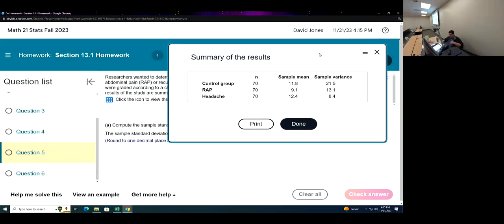So, I'm going to write this down real quick. Control, N, mean, and variance. And this is 13.1, number 5. And we have the control group, we have the RAP group, and the headache group. And there is 70 in each. Sample means are 11.8, 9.1, 12.4. And my variances are 21.5, 13.1, and 8.4.